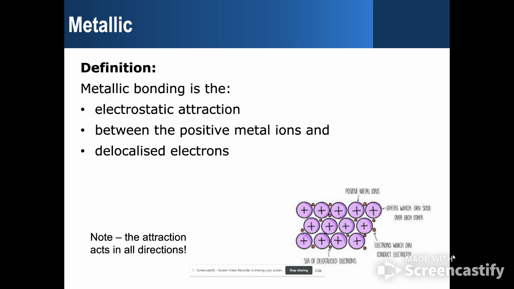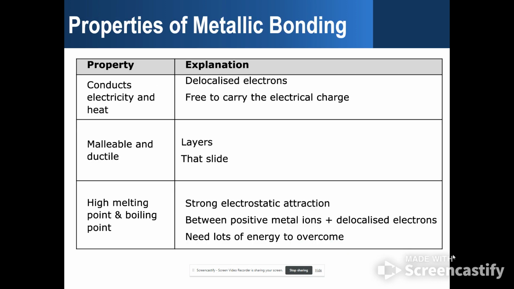Metallic bonding is our last type of bonding, and it's often the easiest. It is the electrostatic attraction between the positive metal ions and the delocalized electrons. You may draw a diagram to support your definition of this, but if you do so, please make sure you label it to explain what your diagram is showing. Do not get it confused with the giant lattice shown for the ionic bond, which had alternating positive and negative ions. However, similar to ionic, the attraction acts in all directions.